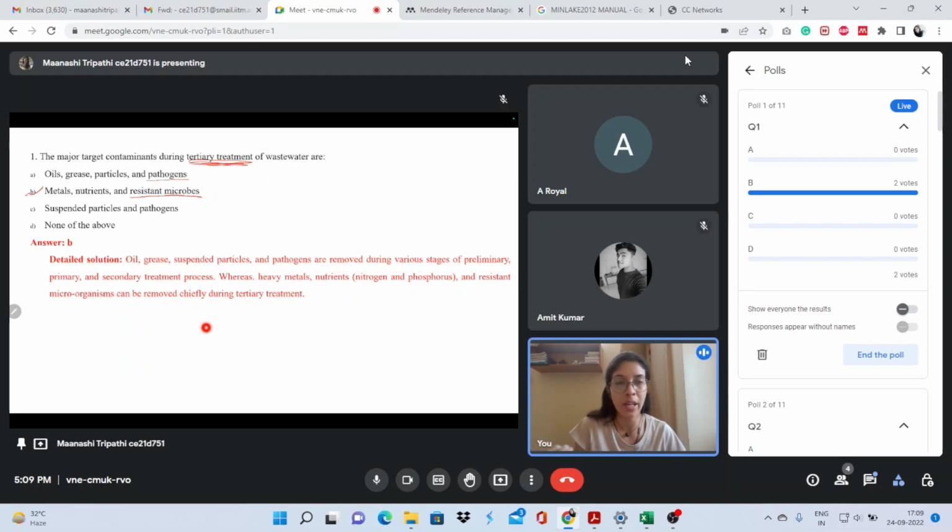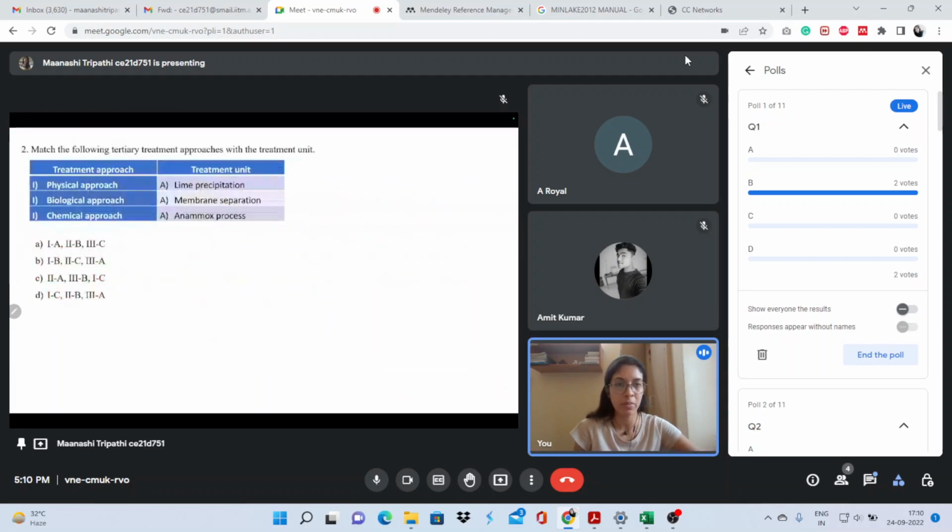Like if you are ill, if you have some fever, you will take some medicine. Okay, so only 100 milligrams of medicine will work. But with time, you will increase the dose of medicine if you are having the same kind of fever, because the microorganisms inside your body are now not affected by that dose of medicine. So we increase the dose. So that is all due to these resistant microbes. Okay. So metal nutrients and resistant microbes are treated in tertiary treatment.